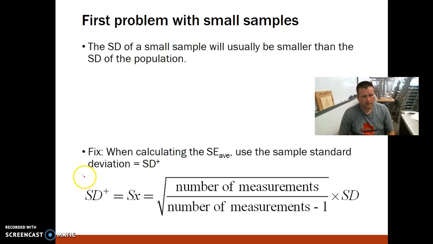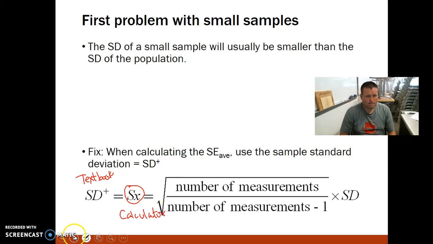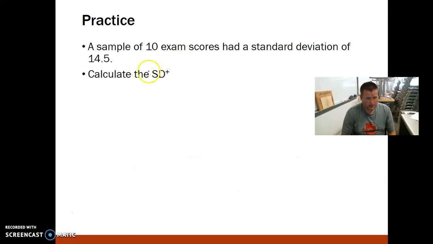So this is what the textbook uses, this symbol, this SD plus. This symbol right here is what your calculator uses, if you want to think of it that way. But you can use this formula. Either way, if you use your calculator, that's what it is. And I'll show you an example of both here in just a minute. Okay. So that's the first problem. So let's just practice on that really quick.